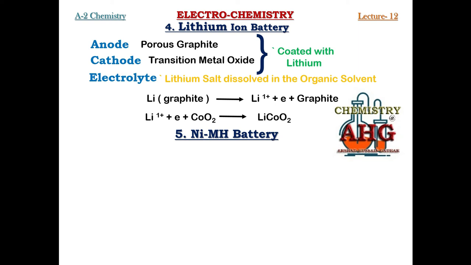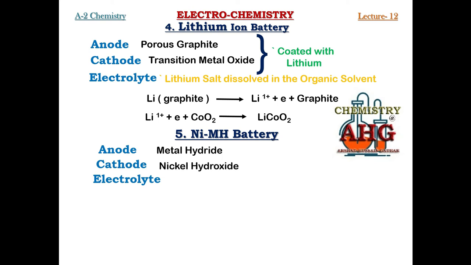What is the composition of this type of battery? The anode is made up of metal hydride. Any reactive metal hydride can be used, for example a group 1 metal hydride, such as sodium hydride or potassium hydride. The cathode is made up of nickel hydroxide. The electrolyte is potassium hydroxide, KOH.